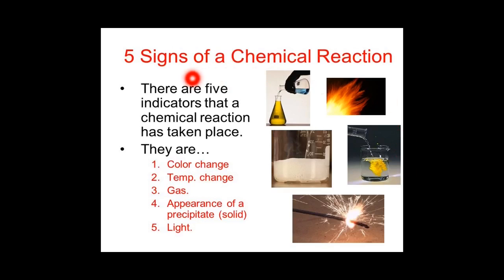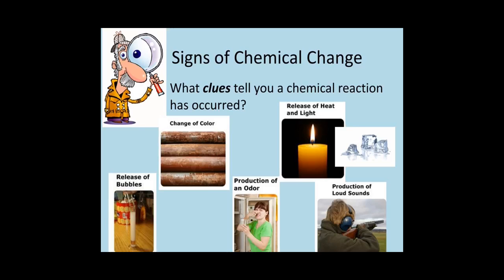There are 5 signs which indicate a chemical reaction has taken place. They are color change, temperature change, formation of gas, appearance of precipitate, emission of light.